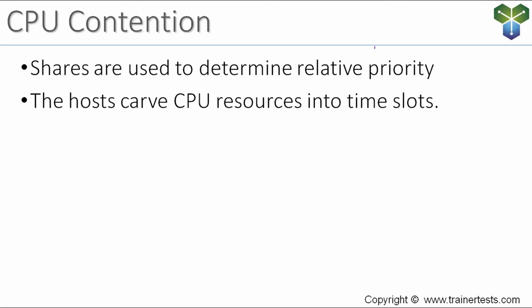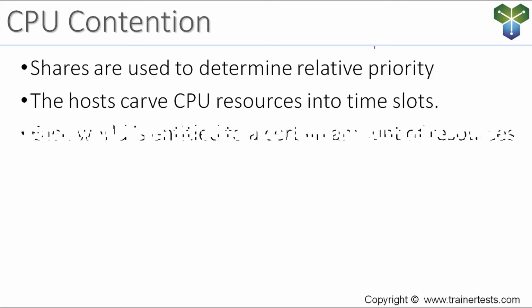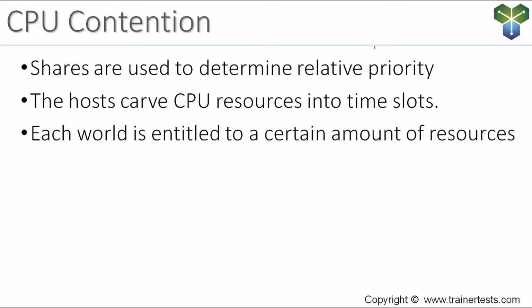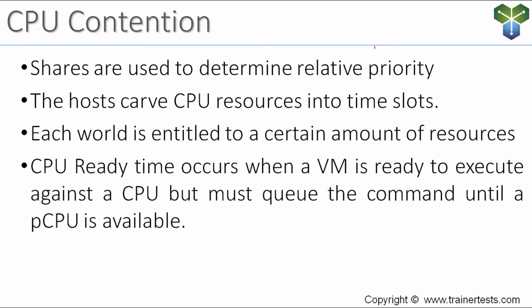The hosts carve up those CPU resources into time slots, and then the share structure determines the entitlements. So how much CPU time is each virtual machine actually entitled to? That's determined by shares. CPU ready time occurs when a VM is ready to execute against the CPU, but must queue that command. That's CPU ready. My VM is ready. The processor is not. So the VM has to wait.